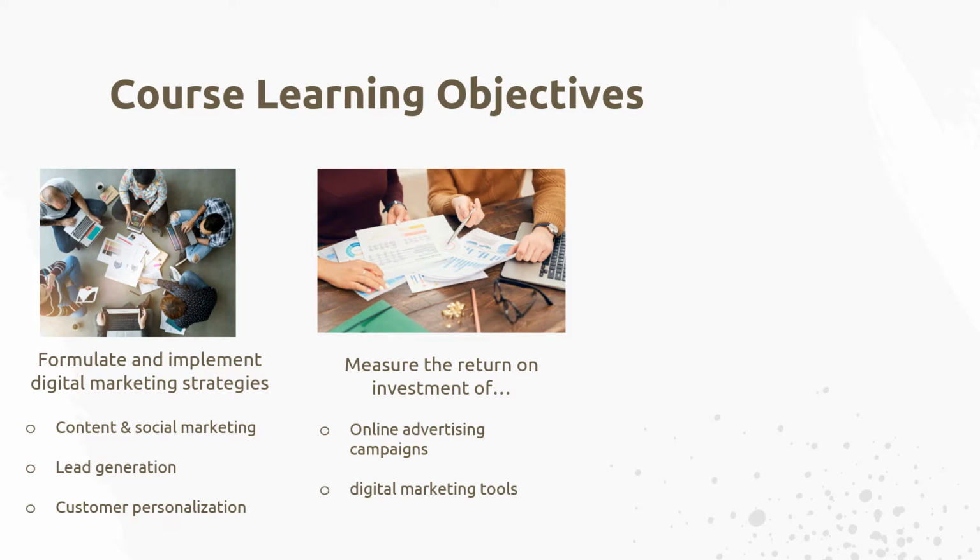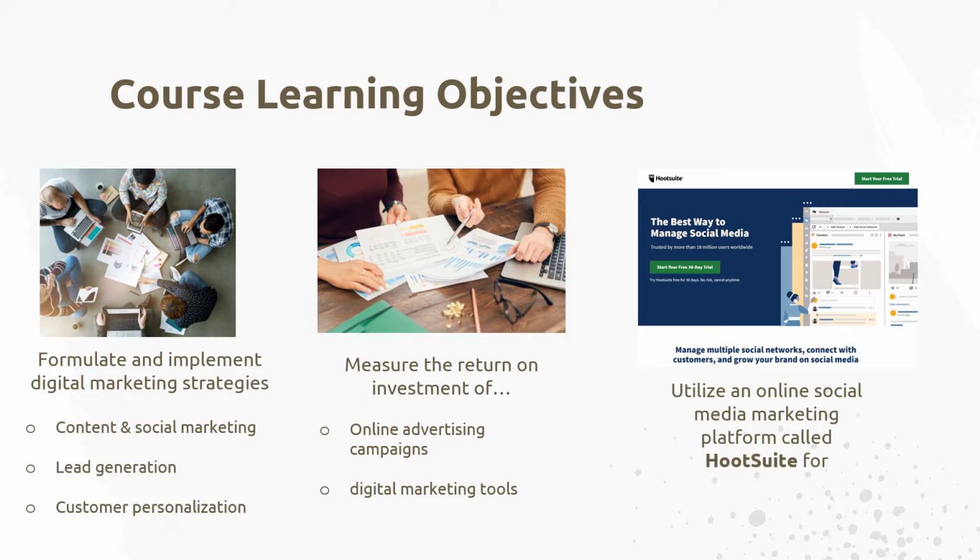And we'll be pulling all of these key learnings together for the final group project. This is where students will utilize an online social media marketing platform called Hootsuite for the final group project. So not only will students learn how to define digital marketing goals, but also generate effective strategies of what channels to use to achieve it.